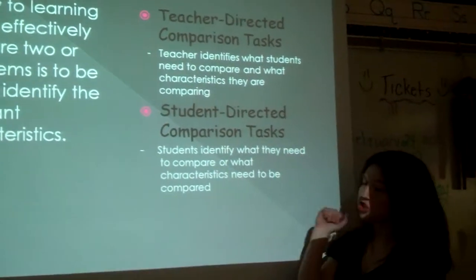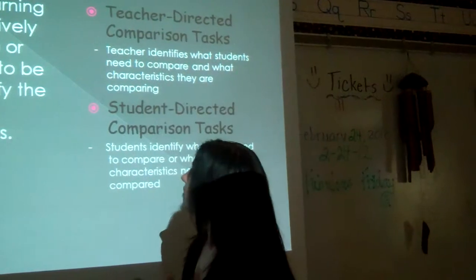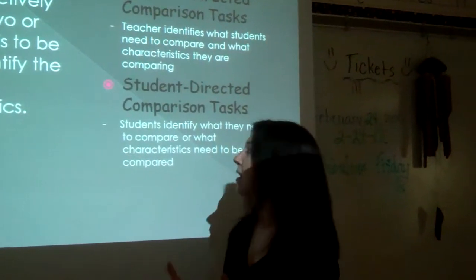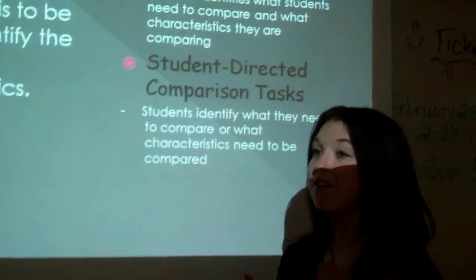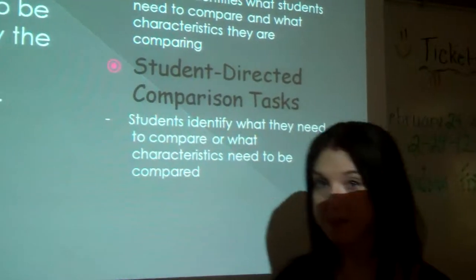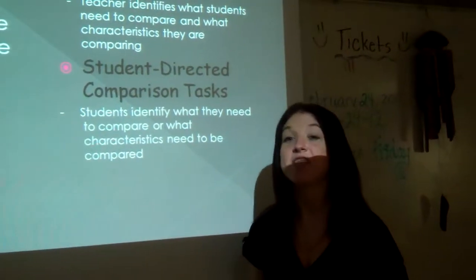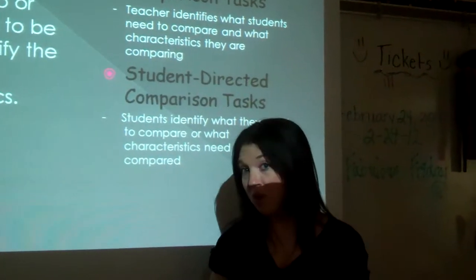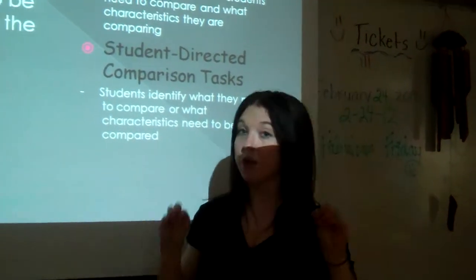It starts with the teacher-directed comparison, as in the guided practice, is when the teacher identifies what students need to compare and what characteristics they're looking for to compare. The student-directed comparison task is when a student has the choice. They can either identify what needs to be compared, or they can identify what characteristics they're looking for. And the teacher may provide, okay, you're going to compare apples to oranges, and then the students must find what things they're going to compare, about what characteristics.